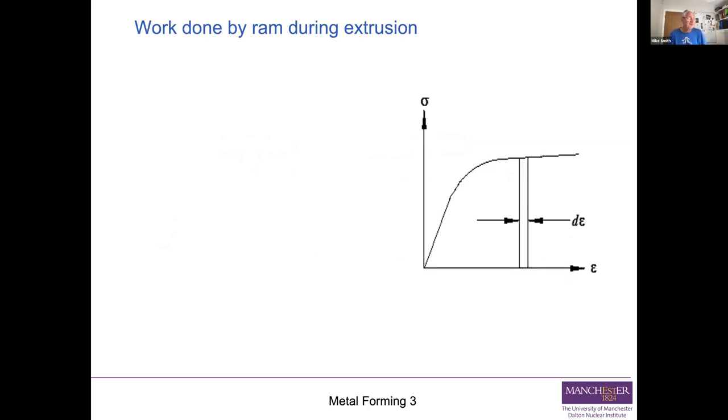So over on the right, we've got a stress strain curve for the material. So you've got stress on the y-axis, strain on the x-axis. This is probably a true strain curve. And I'm showing a strain increment delta epsilon at a particular stress level.